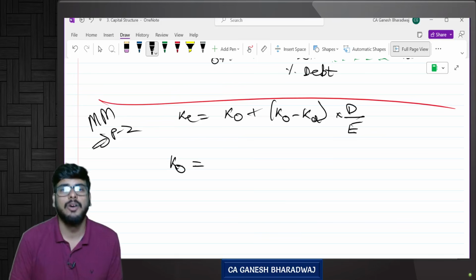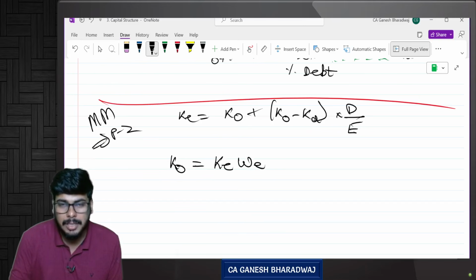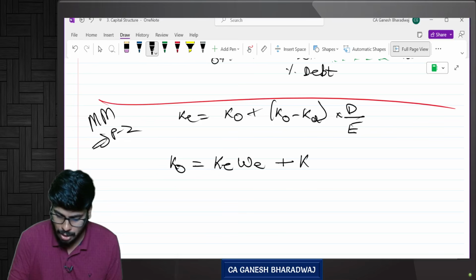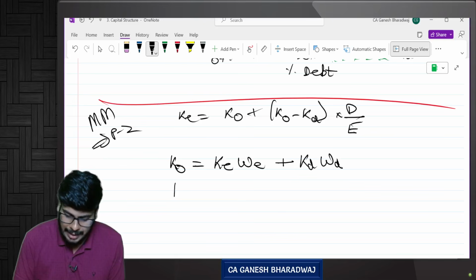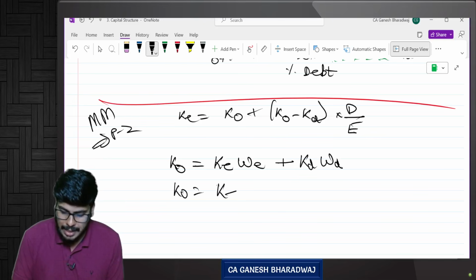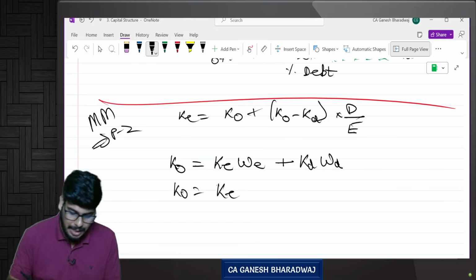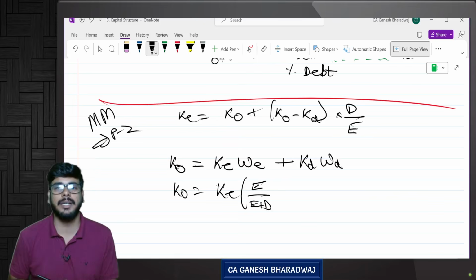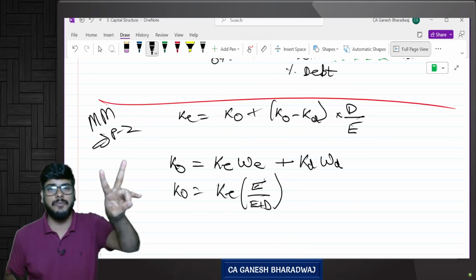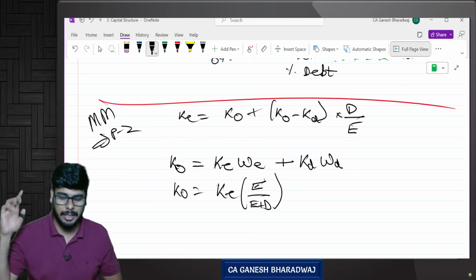Overall cost of capital. What is the formula for KO? It is KE into WE, cost of equity into weight of equity, plus cost of debt into weight of debt. Correct, guys? Yes. Now, can I rewrite this as, KE into weight of equity is nothing but equity divided by equity plus debt, correct? That is equity divided by the total capital, and the total capital consists only of equity and debt. In this capital structure theory, I told you there is no preference, correct or not?